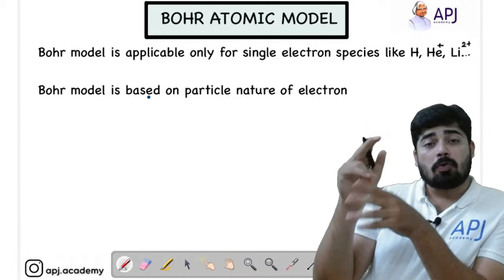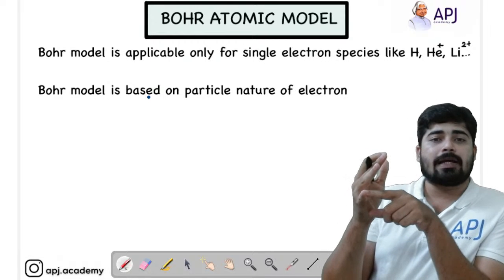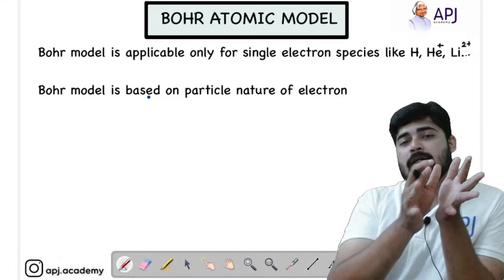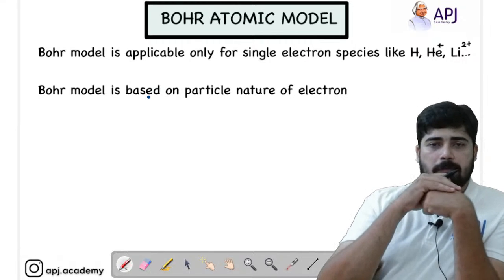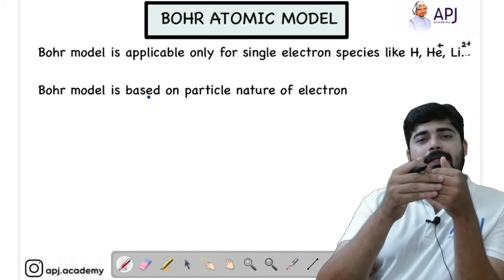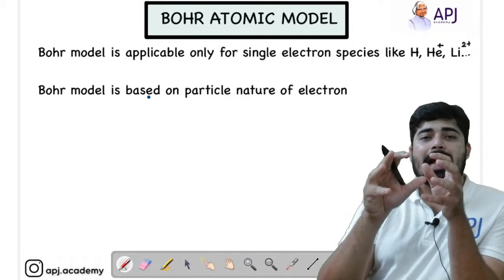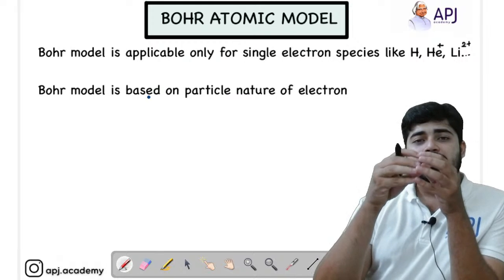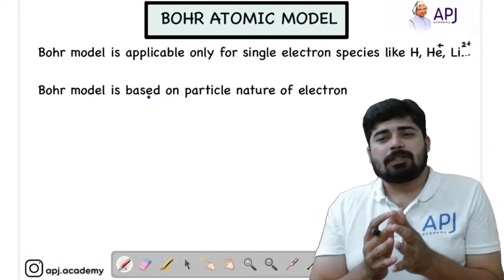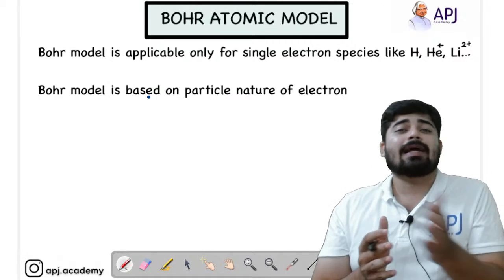Since the electron shows both the wave nature as well as the particle nature, but Bohr only considered what? He only considered the particle nature of the electron. So the very first point I want to tell you is that the Bohr model is applicable only for those species, or those atoms or ions, which consist of only one electron. Okay, so the Bohr model is applicable only for one-electron species.